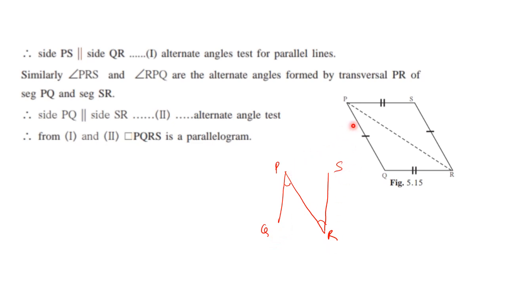As we have proved that side PS is parallel to side QR and side PQ is parallel to side SR, and also it is given that side PS is congruent to side QR and side PQ is congruent to side SR, we can say that quadrilateral PQRS is a parallelogram.